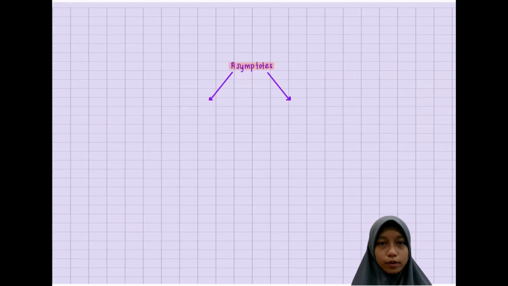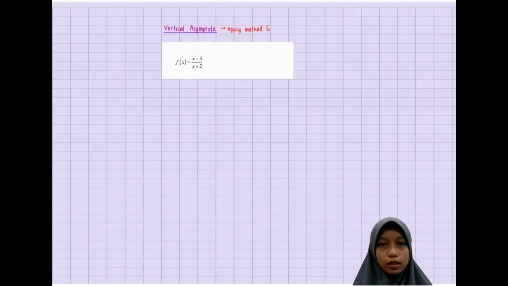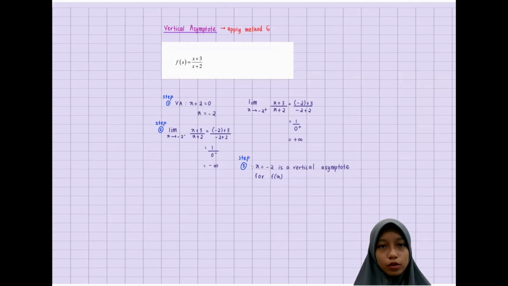Next, I will explain about asymptotes. We have two kinds of asymptotes, which are vertical asymptote and horizontal asymptote. This is an example question for vertical asymptote, where f(x) equals x plus 3 over x plus 2. Step 1, we will use the denominator as our vertical asymptote, where x plus 2 equals 0. So we will move the 2 to the right side, and we will get x equals negative 2.